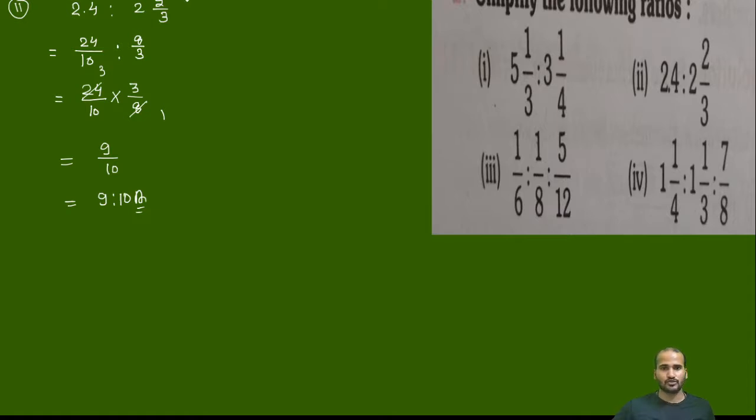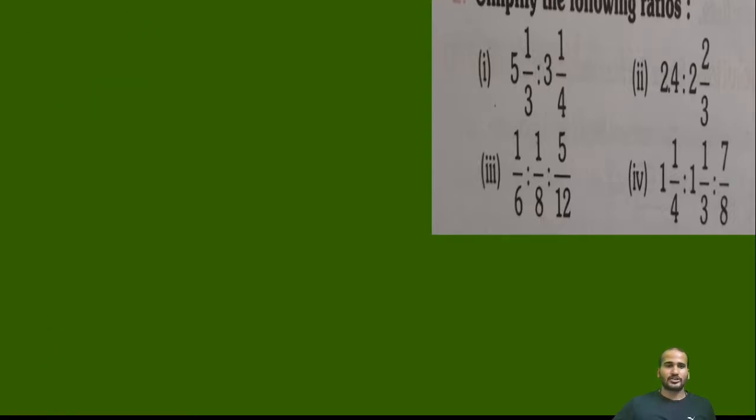Let's do one more question on this side. Okay students, that's question number three. It's a very interesting question for you. It is given that 1 upon 6, 1 upon 8 and 5 by 12. So how can we solve this type of question if the numbers are given like that?